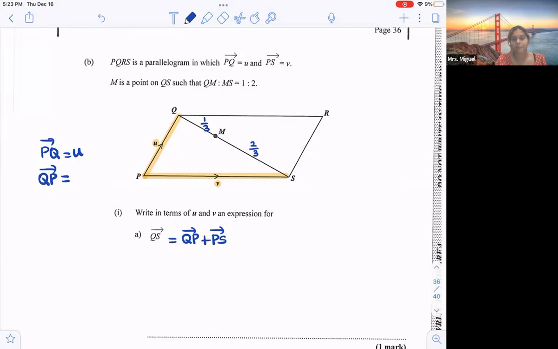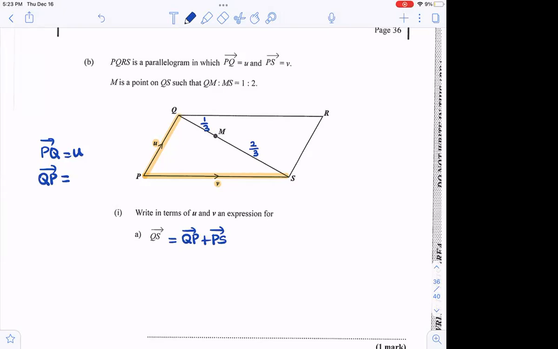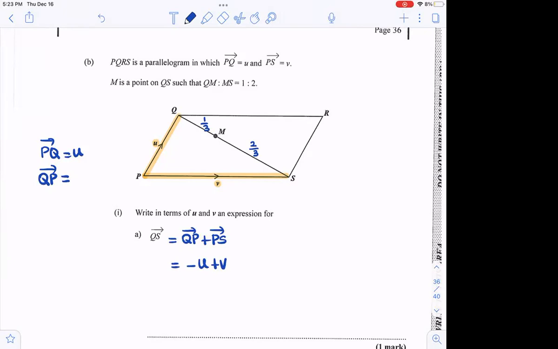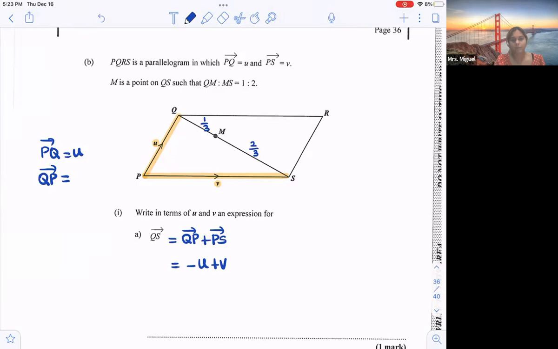Would it remain positive or would it change to negative? We'll change the negative. Yes. So this would be negative U plus V. You all understand that? Yes, miss. Right. All right. So let's continue.